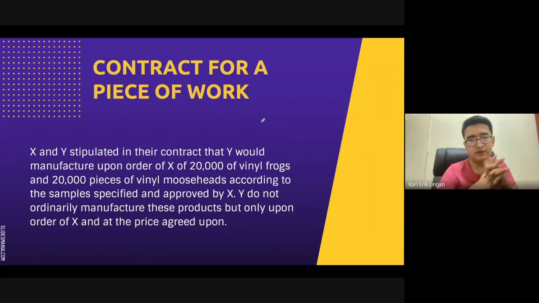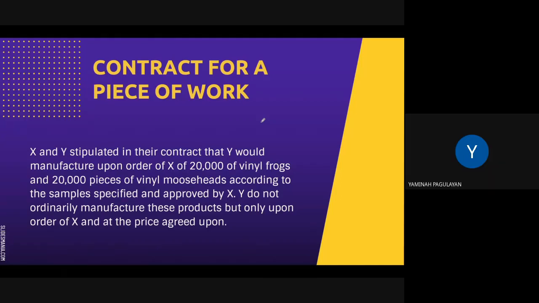Determine if this is a contract for a piece of work or sale. Ako po, sir? Yes. X and Y stipulated in their contract that Y would manufacture upon order of X of 20,000 of vinyl frogs and 20,000 pieces of vinyl moose heads according to the samples specified and approved by X. Y do not ordinarily manufacture these products but only upon order of X at the price agreed upon.